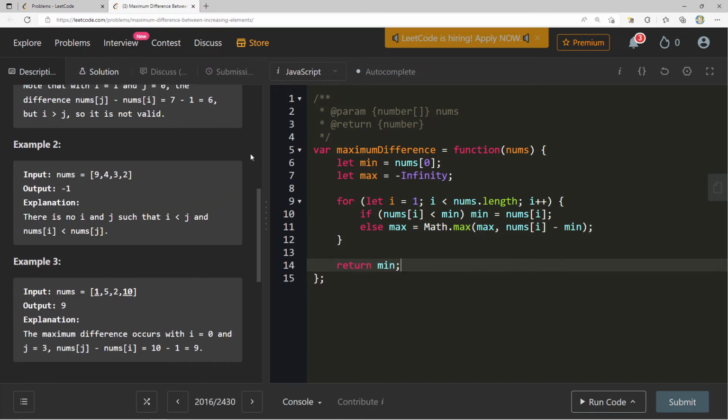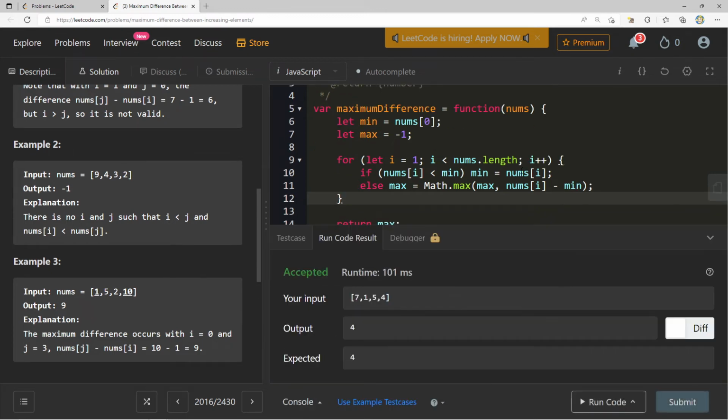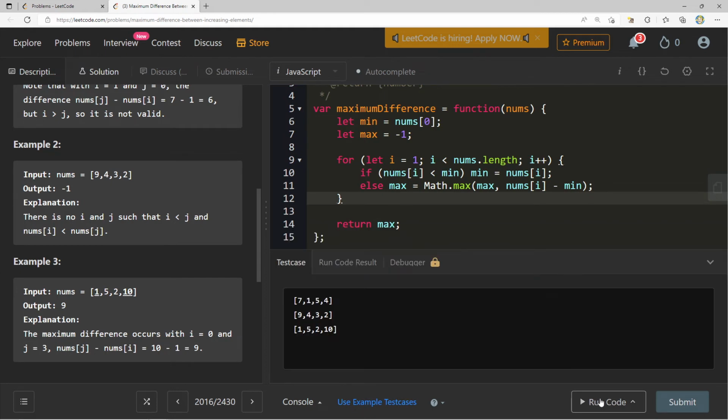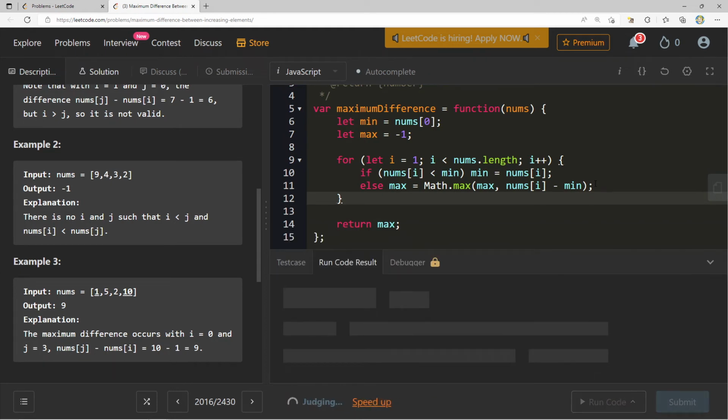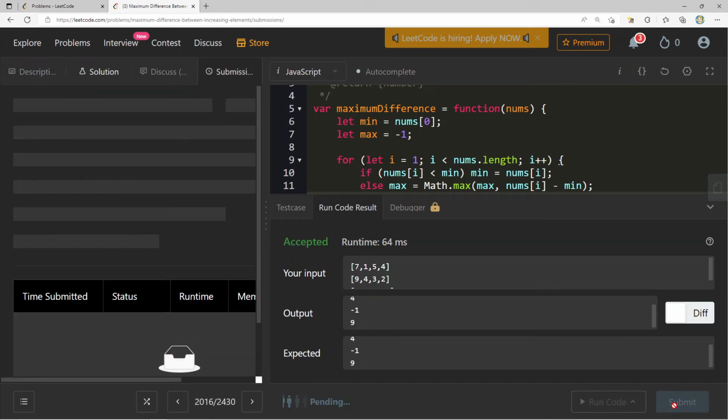Now, maybe min should output -1 because we never found one. So maybe here I can set max to equal -1. That way, if this never happens, then max stays as -1. And here we should return max. So let's see what this is. So 4 and 4, that's good on that one. 4, -1, and 9. Yeah, let's just submit this and see.